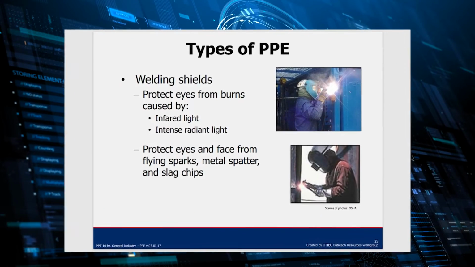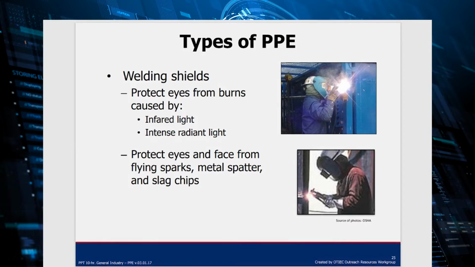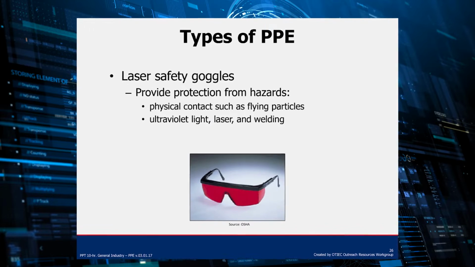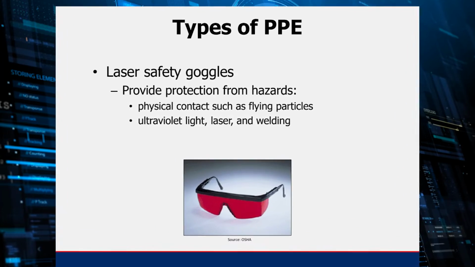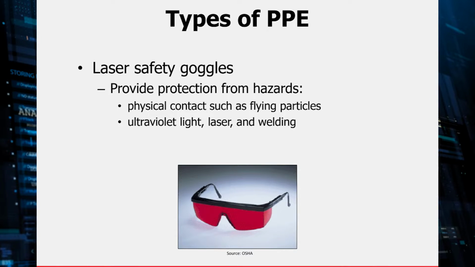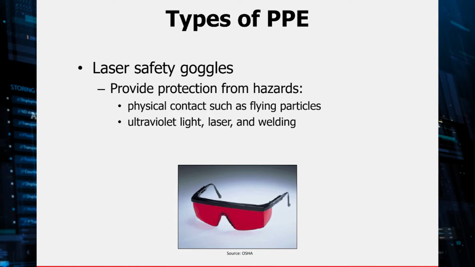Welding shields. Welding shields protect eyes from burns caused by infrared light or intense radiant light. They protect eyes and face from flying sparks, metal spatter, and slag chips. Laser safety goggles. Laser safety goggles provide protection from hazards, physical contact such as flying particles, ultraviolet light, laser, and welding.